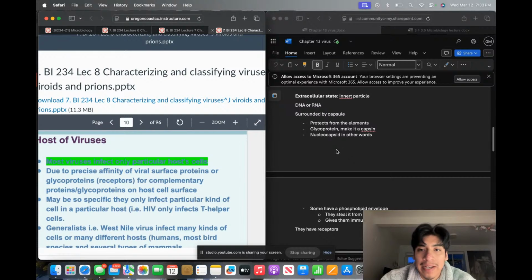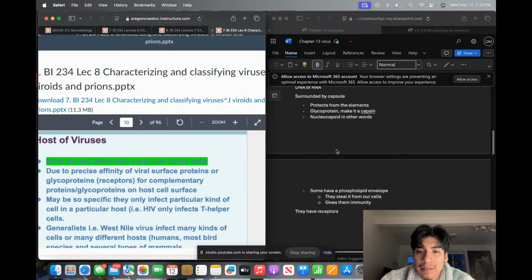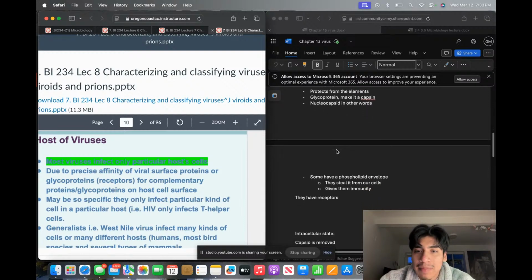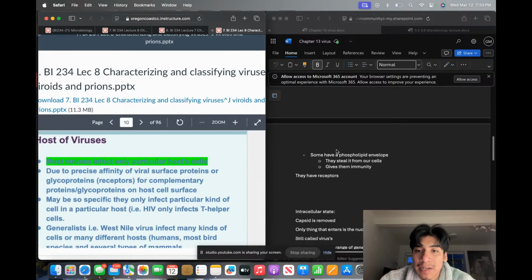When it's surrounded by a capsid, it's protected from the elements, and the glycoproteins make up the capsid, nucleocapsid, in other words. Some have a phospholipid envelope, and they steal it from our cells, which gives them immunity. Once it has our cell's phospholipid bilayer, it's going to have the same receptors and chemical composition as our phospholipid bilayers. So it's just going to look like any other cell.